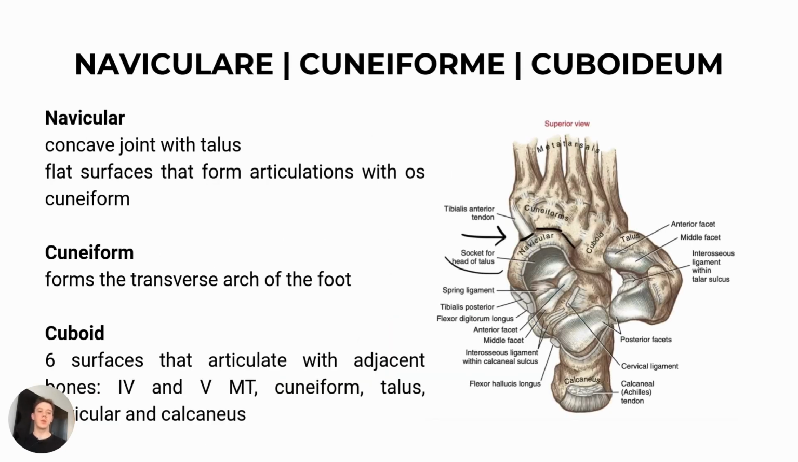Talking about other bones that we have in the foot, we have the navicular bone, which is mostly concave, forming a joint with the talus. As well, it has other flat surfaces that form articulations with the cuneiform bones. The cuneiform bones form the transverse arch of the foot here, and the cuboid has surfaces that articulate with adjacent bones: the fourth and fifth metatarsals, cuneiforms, talus, navicular, and calcaneus bones. So it actually kind of wraps within these bones.